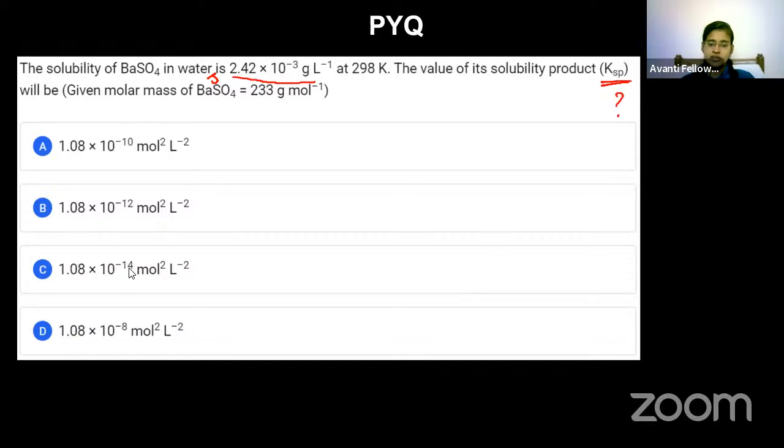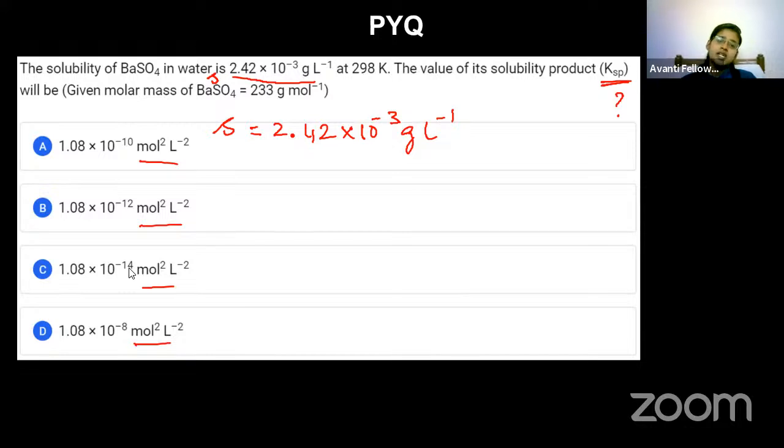Molar mass is also given. So how to find out? The solubility of barium sulfate is equal to 2.42 into 10 to the power minus 3 gram per liter. But in all the cases, we have the answer in terms of mole per liter. So first of all, we have to convert this solubility from gram per liter to mole per liter.